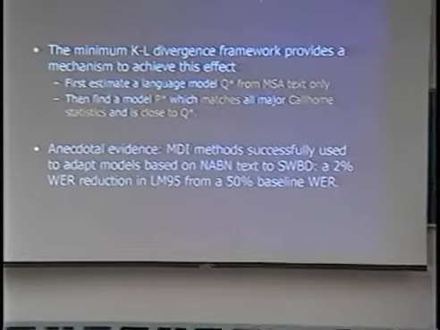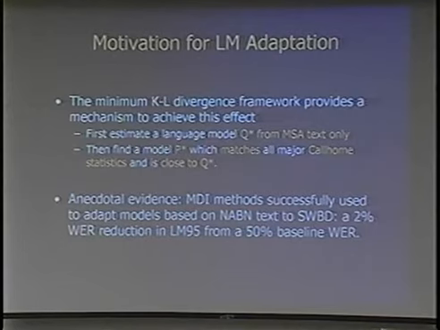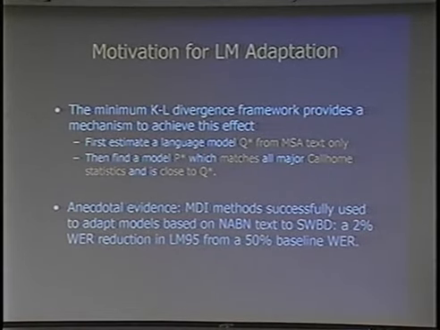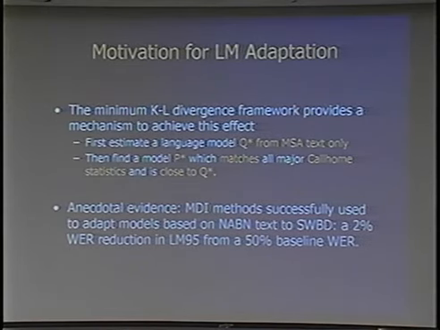In this framework, we first select the language model, say Q-star, from the MSA text, and in the next step we have to find another language model, say P-star, from the Qualcomm data, which satisfies all the constraints of the Qualcomm data and is close to Q-star. Now, why do we believe this method should work? We have previous evidence that the MDI method, when applied to Switchboard, gave a 2% reduction in word error rate, and it was done in the 95 workshop here.